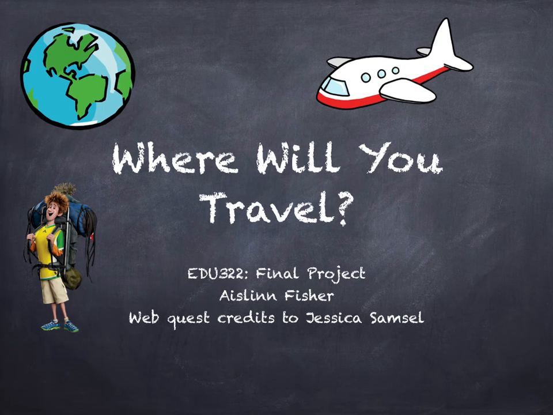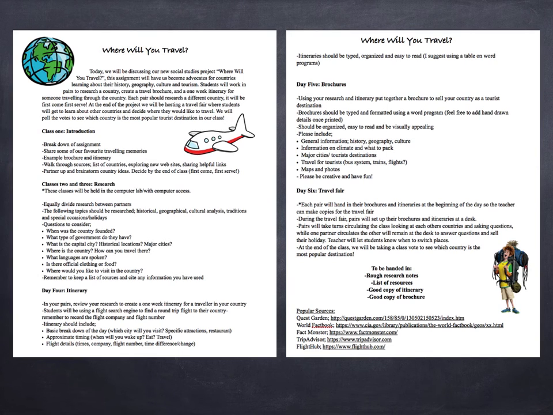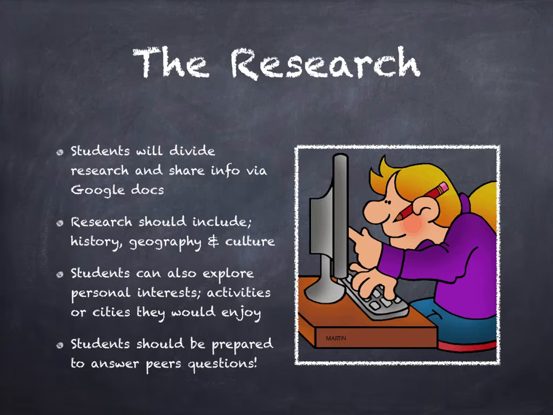So let's get started. The assignment is for grades 6 to 8, and it's a social studies course looking at history and geography and culture. And it's a 3-component assignment with research, an itinerary, and a brochure. Here are the instructions that I would give to the class. I'll let you take a look at that in your own time and move on.